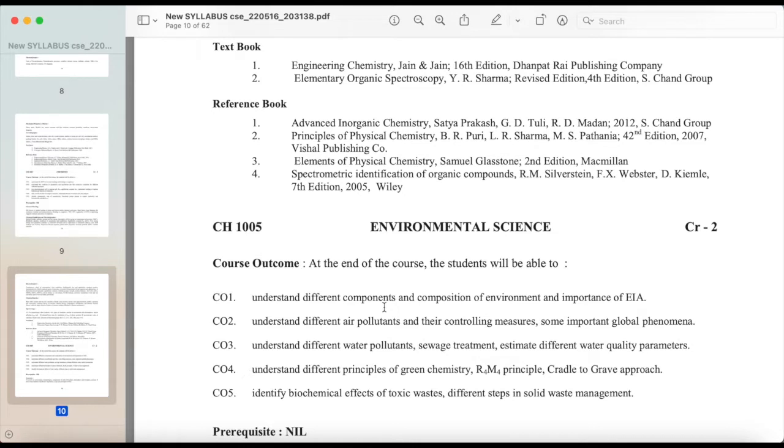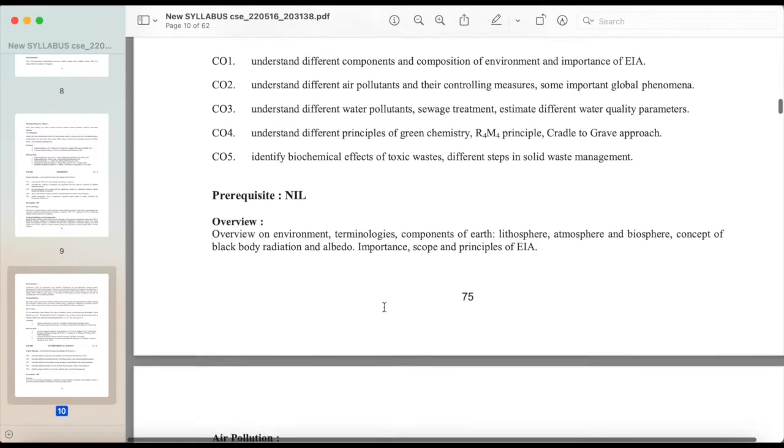Puri, L.R. Sharma, M.S. Pathania, 42nd edition, 2007, Vishal Publishing Company. 3. Elements of Physical Chemistry, Samuel Glasstone, 2nd edition, Macmillan. 4. Spectrometric Identification of Organic Compounds, R.M. Silverstein, F.X. Webster, D. Kiemle, 7th edition, 2005, Wiley.